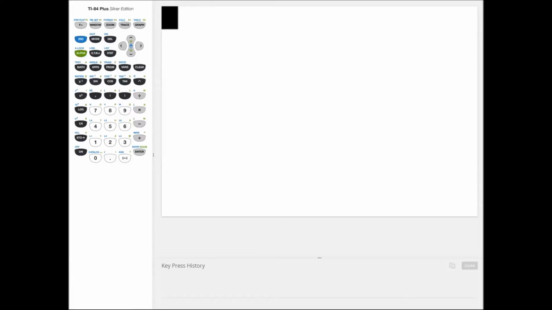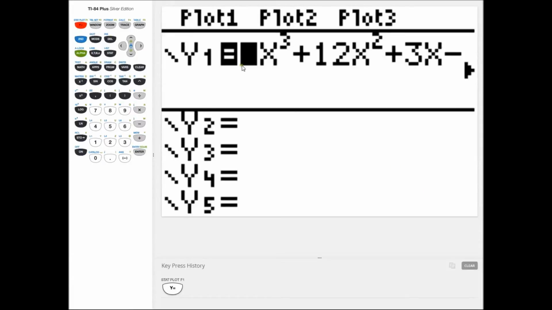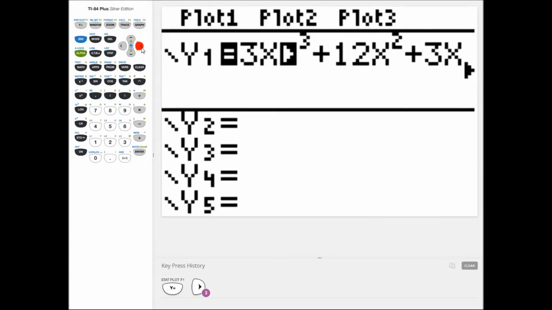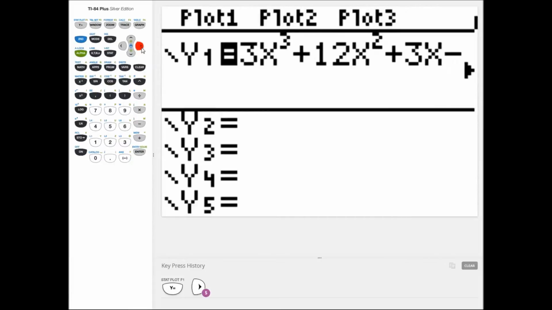Now, to do this, we're going to go to y equals and type that equation in. We're going to put in that polynomial, and I've already got it typed in here to save some time. You type that polynomial into y1. And instead of graphing it, we're actually going to hit second graph for the table.